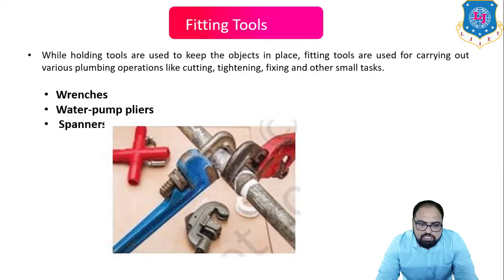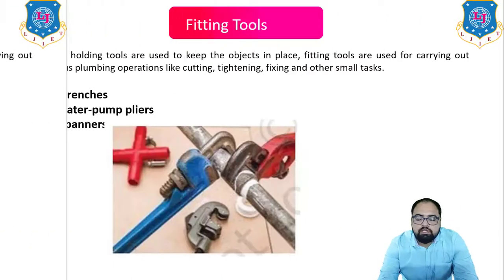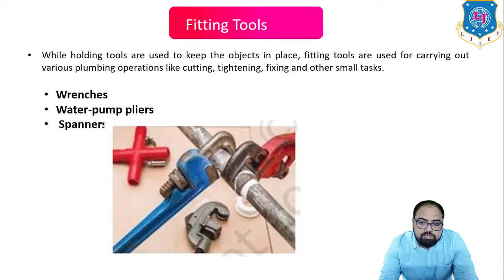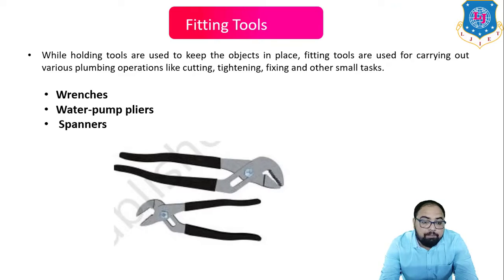The first one is the wrenches that you can see in the figure. These are hand tools which are used for tightening and loosening nuts and bolts. The wrenches hold slippery or small nuts and bolts for loosening or tightening them. Mostly two types of wrenches are used: one is the adjustable wrench and another is the non-adjustable wrench, and these are useful particularly in case of odd size nuts and bolts.